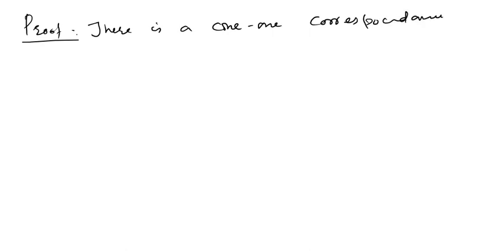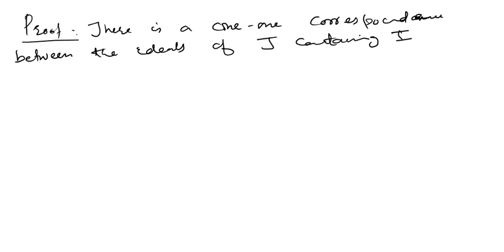So you can say there is a one-one correspondence, meaning a bijection, between the ideals of J containing I and the ideals of J over I.